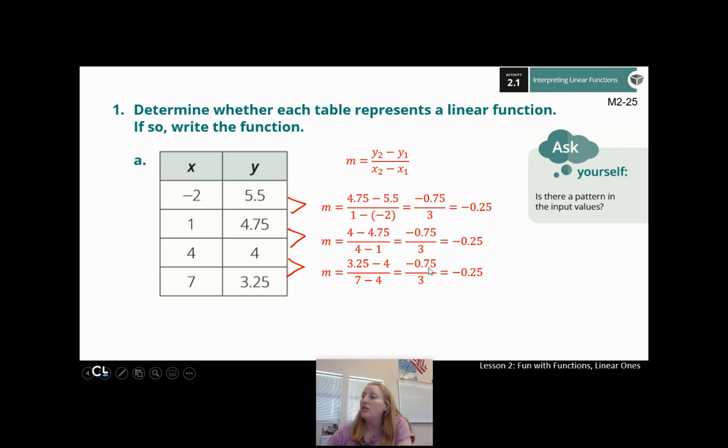And I again got negative 0.75 over 3, which of course, again, simplifies down to negative 0.25. So this is good. So this means this is a linear function. So that's good. I know it's a linear function, which is the first thing we needed to decide. But I also have to write the function.